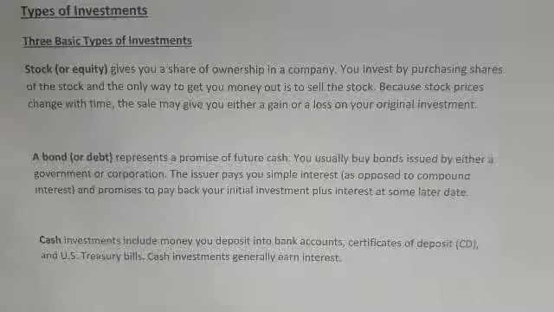They represent a promise of future cash. Like, they used to sell war bonds. They still do, but they used to be a big thing. So you usually buy bonds from either a government or a corporation. The issuer pays you simple interest. So these are simple interest, not compound, and they will pay you back however much you loaned them plus a simple interest rate. And they have a date of maturity, right? So there is a date you have to cash them in, but there's an amount of time you have to wait. Cash investments include money you deposit in bank accounts, certificates of deposit, CDs, and treasury bills.